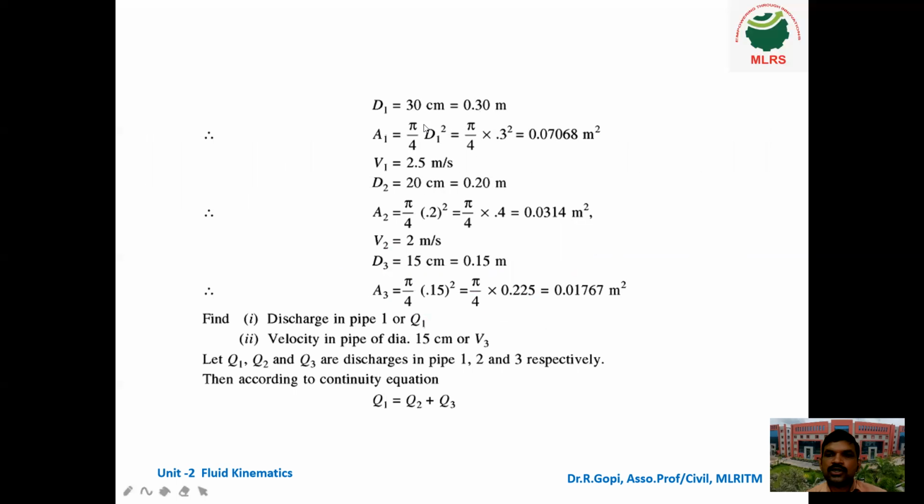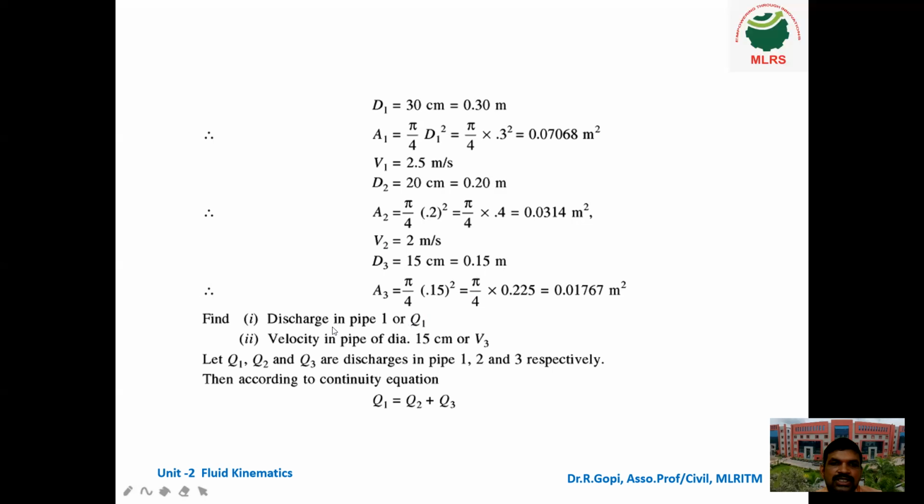So first write the known values, known parameters. So D1 is given, calculate A1. Next V1 also given in the question. Next D2 also given, find out A2. And V2 also given in the question. Next D3 is given, 15 centimeter converted into meter means 0.15 meter. And from this D3 calculate A3, pi by 4 into 0.15 square. So here V3 is the unknown value.